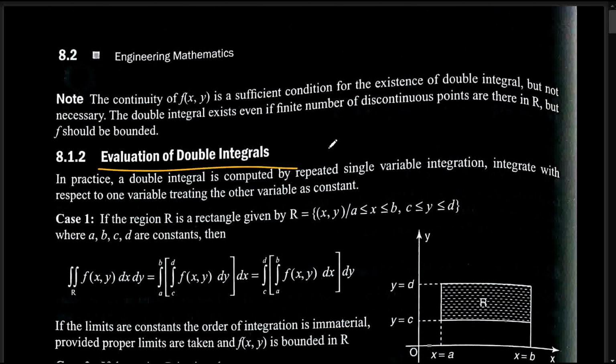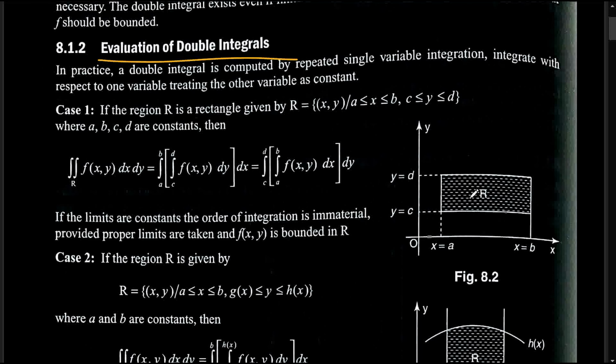Single integration can also find the area. Then why do we need a double integral? It is for the confined area. If you take a rectangle, it has a limit in both the x direction and the y direction. Using a single integral we can also do this, but a double integral will be more efficient. So that's why we need a double integral.